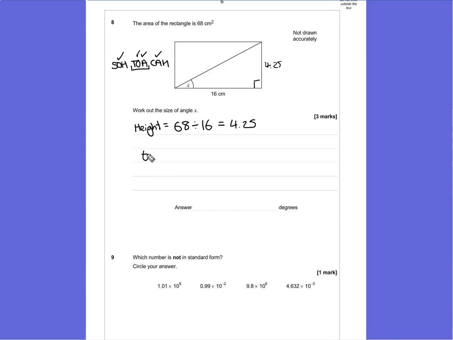So this tells us then that we have the tangent of the angle, so the tan of X is equal to the opposite divided by the adjacent. 4.25 divided by 16. With this information, we can then work out what X is by using the inverse of tan. By using tan to the -1, we'd remove tan, and putting this into our calculator will tell us what the solution is.